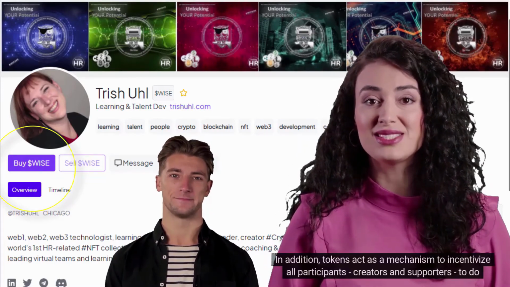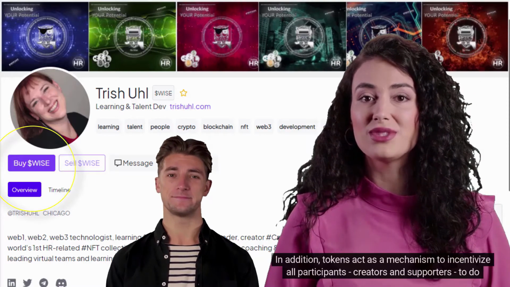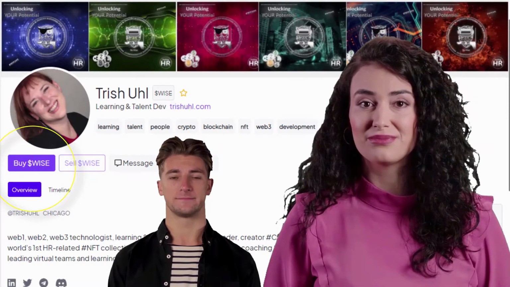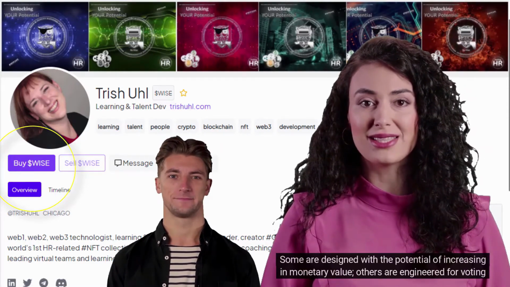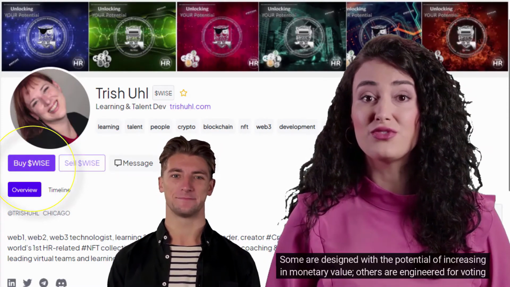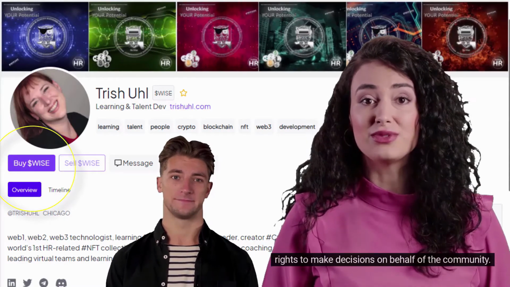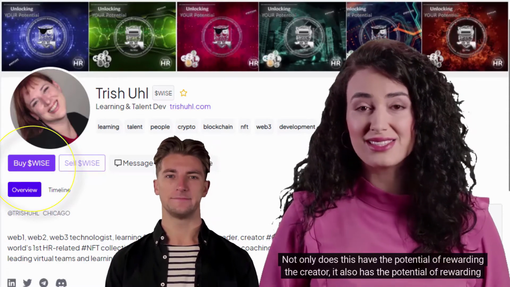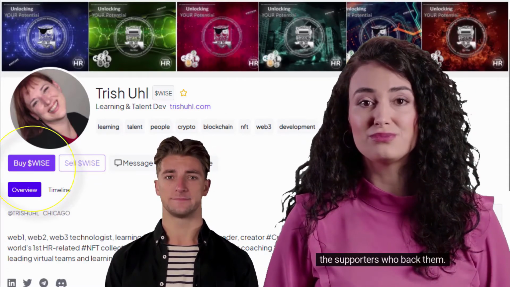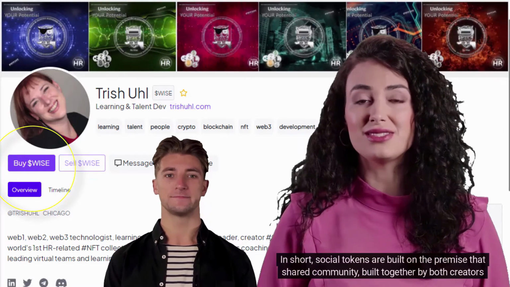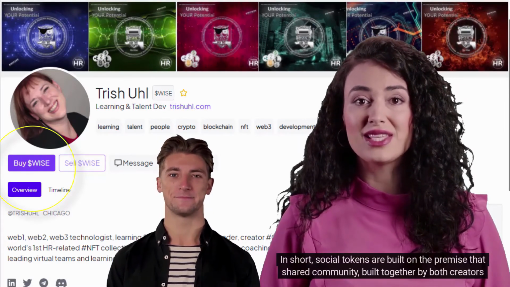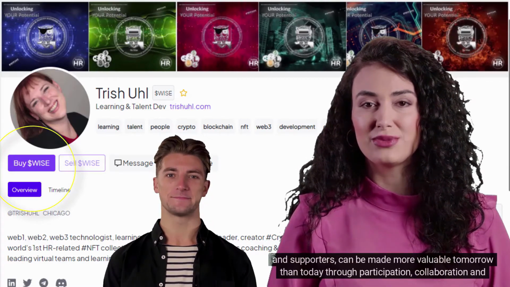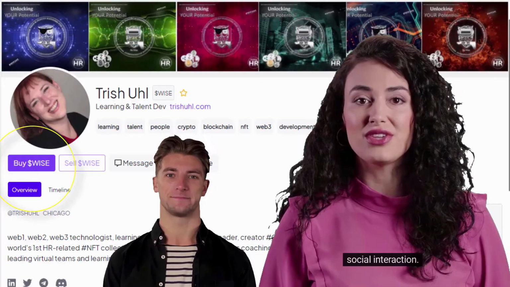In addition, tokens act as a mechanism to incentivize all participants, creators, and supporters to do great things together and share in the upside. Some are designed with the potential of increasing in monetary value, others are engineered for voting rights to make decisions on behalf of the community. Not only does this have the potential of rewarding the creator, it also has the potential of rewarding the supporters who back them. In short, social tokens are built on the premise that shared community, built together by both creators and supporters, can be made more valuable tomorrow than today through participation, collaboration, and social interaction.